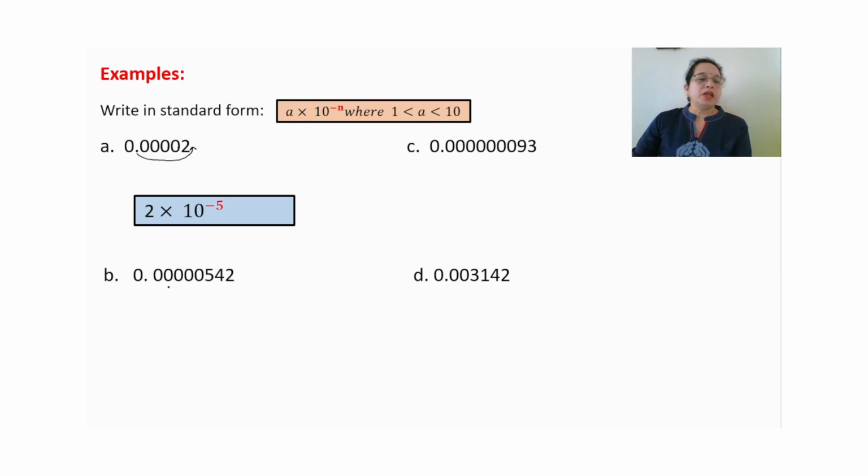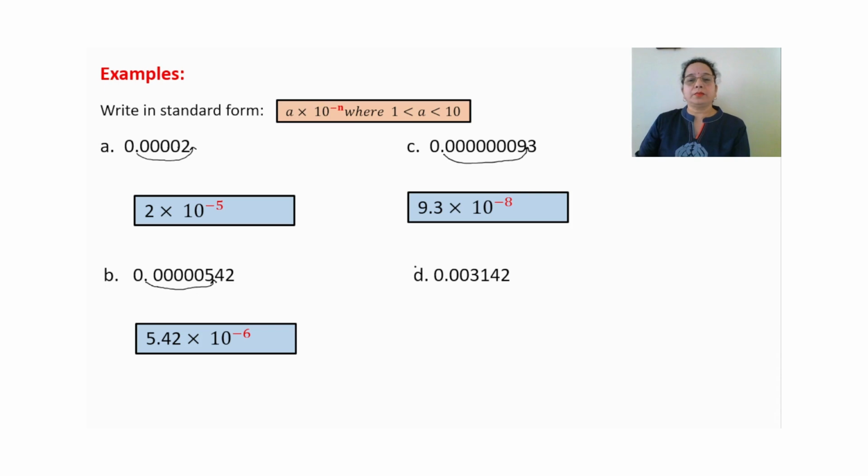Take the second sum. Here the decimal should come between 5 and 4. So the answer will be 5.42. And how many places are you shifting? 1, 2, 3, 4, 5, 6. So 10 raised to the power minus 6. Take the third sum. Here the decimal should come between 9 and 3. So 9.3 into 10 raised to the power, 1, 2, 3, 4, 5, 6, 7, 8, minus 8.